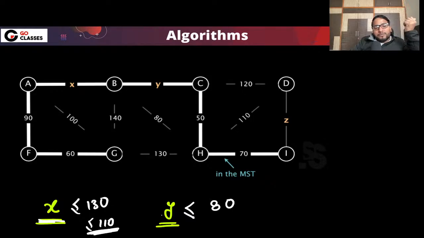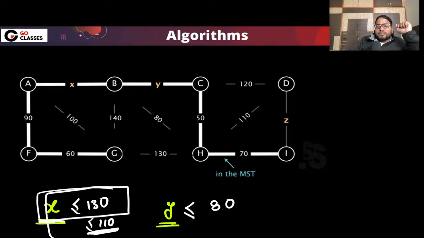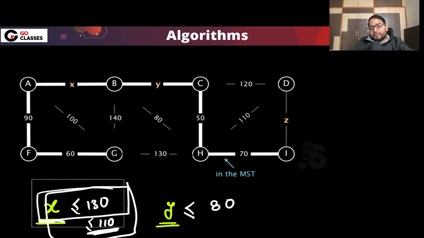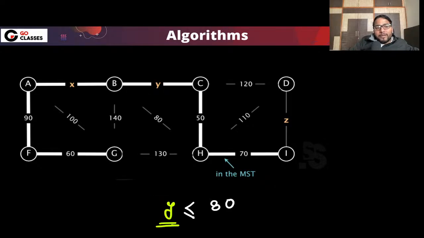And similarly, it must be also less than or equal to z. Anyway, don't worry about it. First you tell me, is this understood that x is less than or equal to 130 and also less than or equal to 110, right? So I can say x is less than or equal to 110 also, right? Okay. Why? Because we have chosen x. This is Kruskal's, right? We have chosen x.